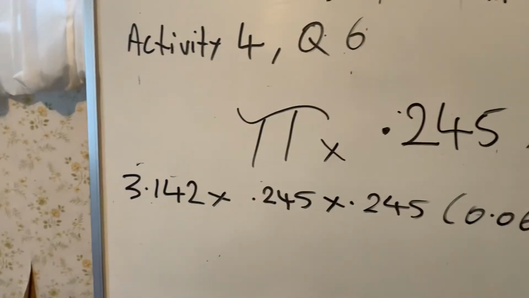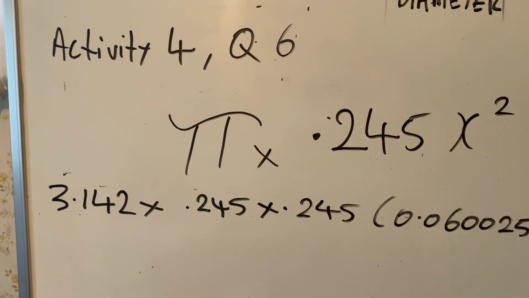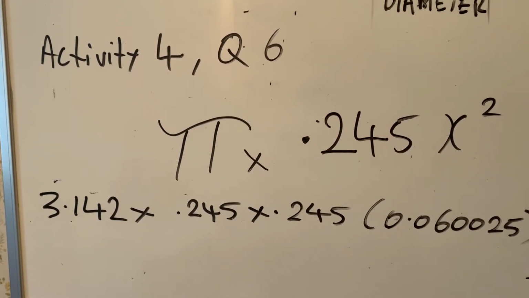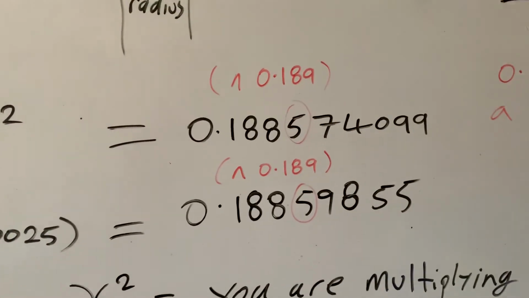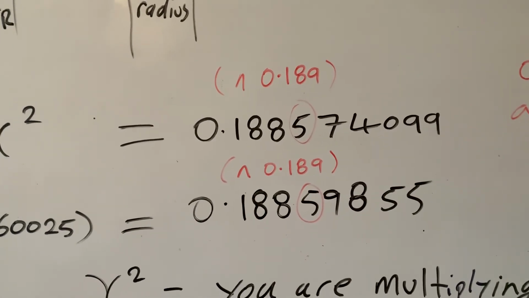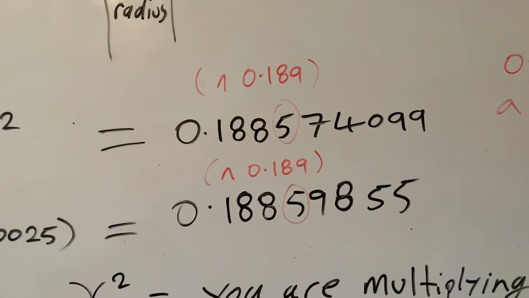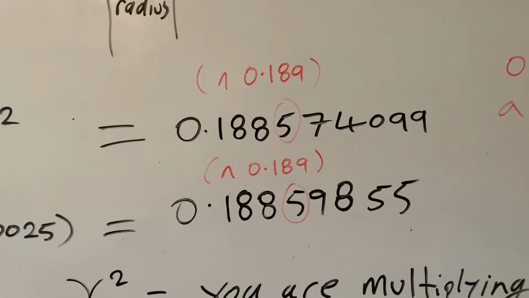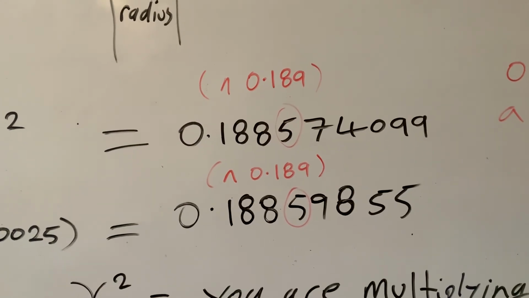Now, again, 3.142 times 0.245 times 0.245, the number in brackets, equals 0.1885855. Now, the numbers are slightly different, but the crucial numbers, the first 4 digits in this case, are relevant. The rest of the numbers aren't that relevant.